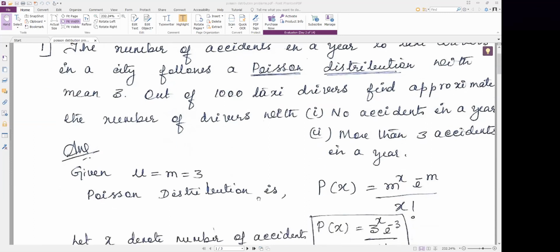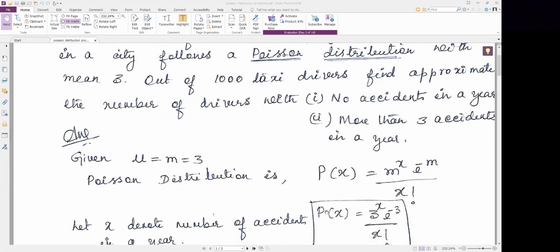Then the Poisson distribution formula. What is the Poisson distribution formula? P of x equal to m power x e power minus m divided by x factorial. Now in that m is given, so let me substitute here m equal to 3. So you will get P of x equal to 3 power x e power minus 3 divided by x factorial.